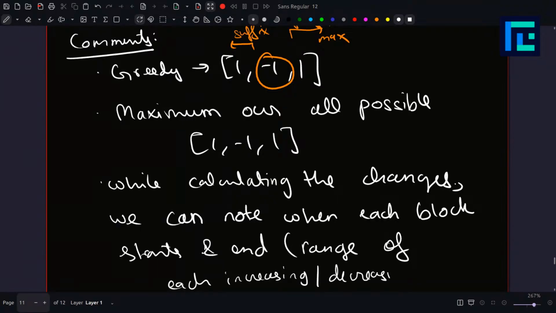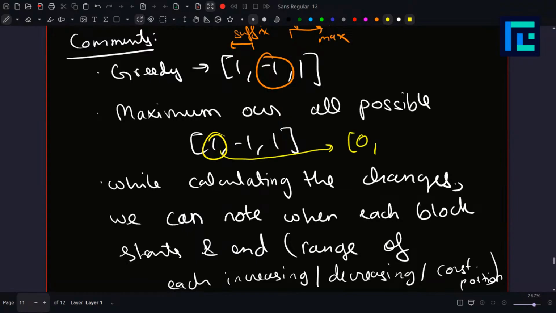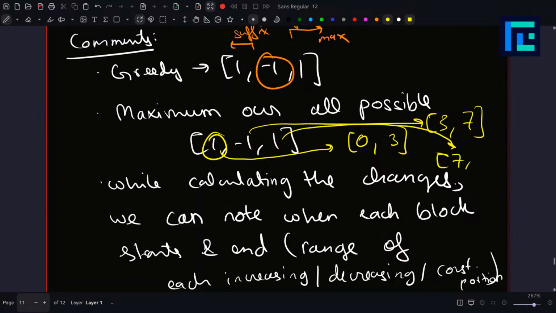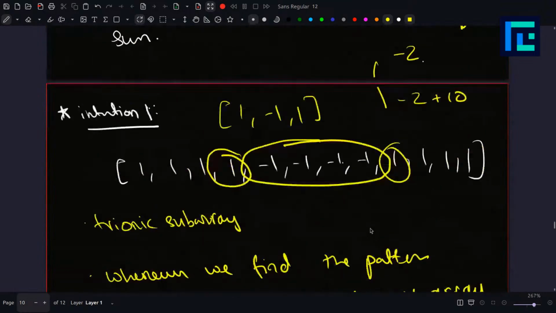And how will we do that? It's simple. Let's say this increasing portion starts from position 0 and ends at position 3. The decreasing portion starts at position 3 and ends at position 7, and this portion starts at position 7 and ends at position 10. We can just make some small modifications to this loop.